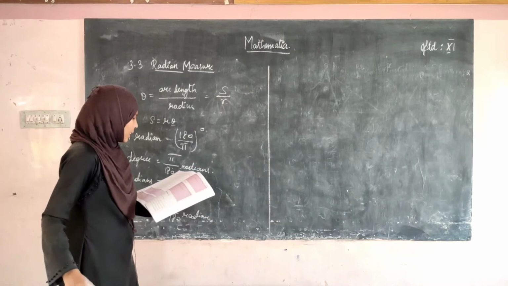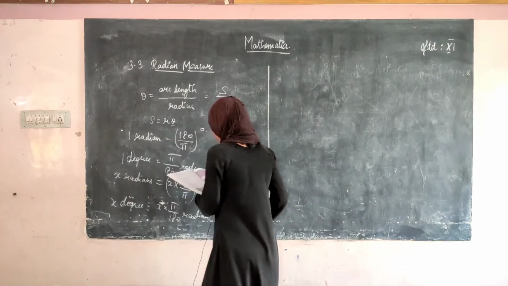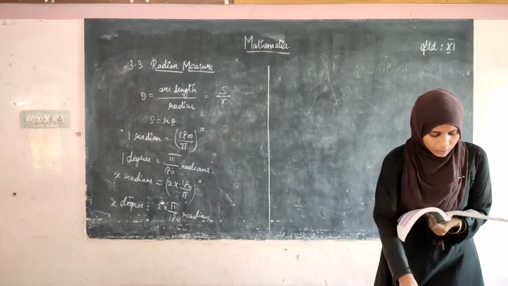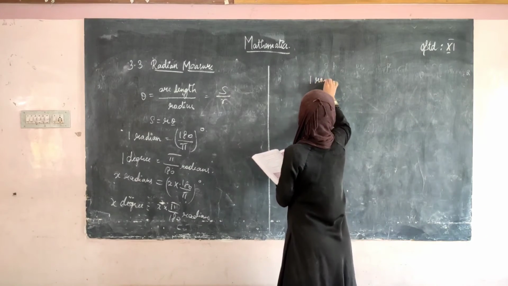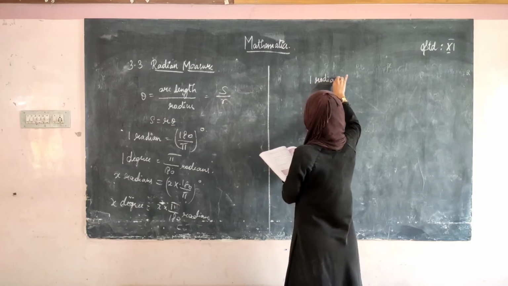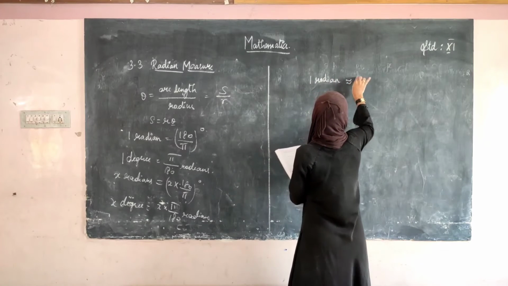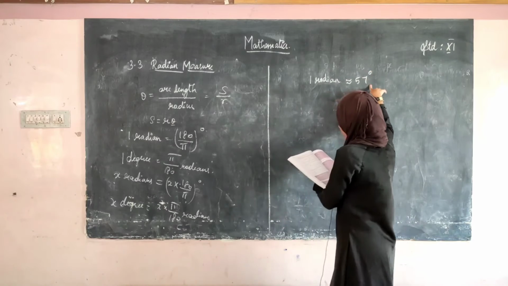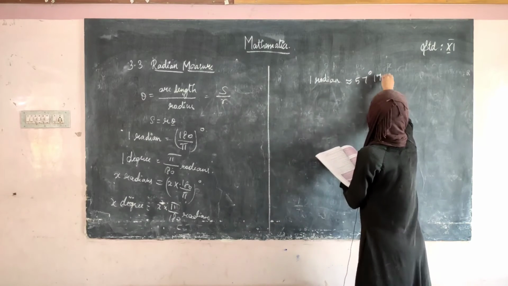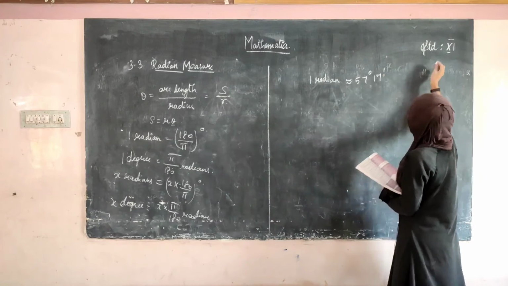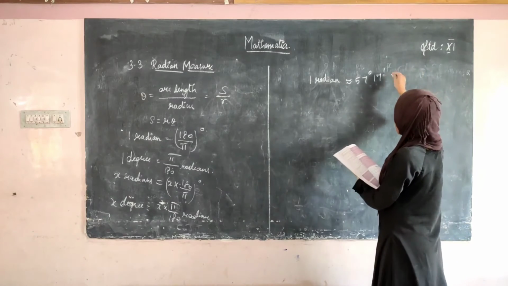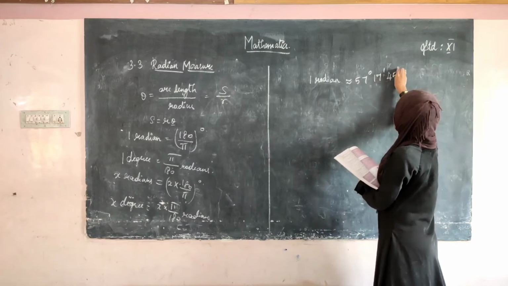Okay, and then one important thing: 1 radian is equal to 57 degrees 17 minutes 45 seconds. Here a single dash means minutes and a double dash means seconds.